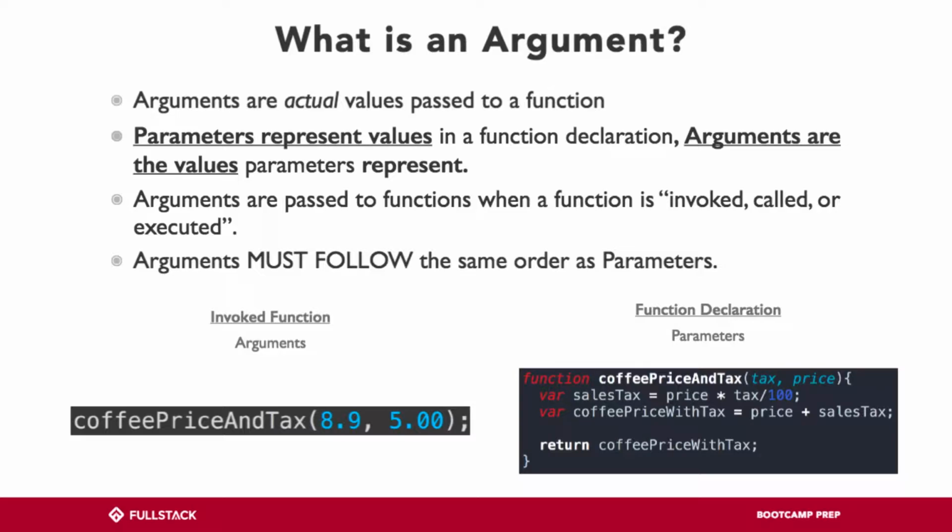Yes? Is there a limit to the amount of arguments or parameters you can have? No, not at all. You can have as many as you want. One practice that I've seen is that if you have like 30 parameters, it might be good to put those in an object and pass that object as the argument.